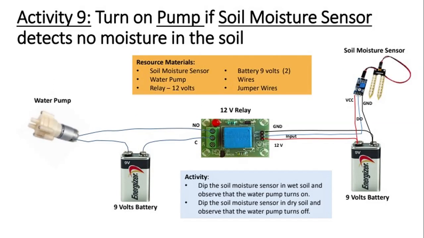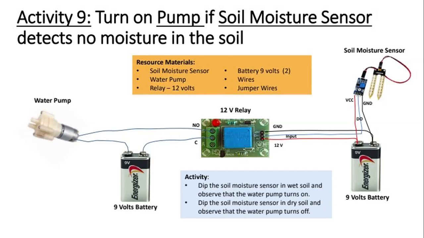Then this is another activity, turn on the pump with a soil sensor. With the soil moisture sensor, we can observe the wet and non-wet condition of a plant. If we need to turn the water pump on and off, we can observe the wet and non-wet condition of the soil using the soil moisture sensor.